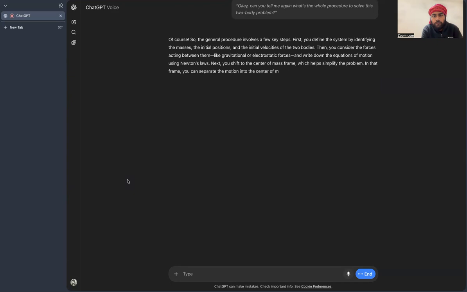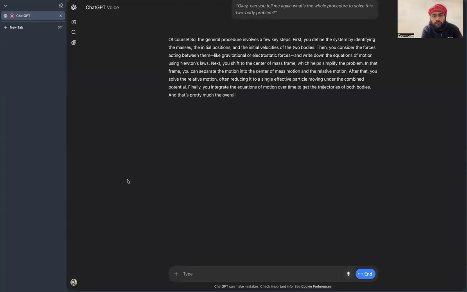In that frame, you can separate the motion into the center of mass motion and the relative motion. After that, you solve the relative motion, often reducing it to a single effective particle moving under the combined potential. Finally, you integrate the equations of motion over time to get the trajectories of both bodies. And that's pretty much the overall process.